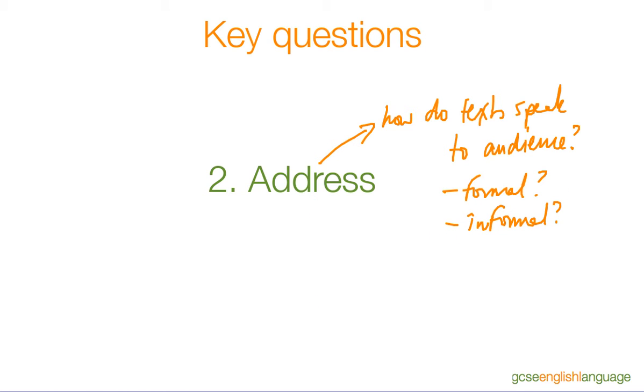What is it that the text is trying to say to the audience, and in what way do they say it? And then we think about things like vocabulary. Are they addressing them in a formal way, an informal way? Are they assuming knowledge? Are they assuming ignorance? And so on and so forth. Things like the use of sentence structure as well.